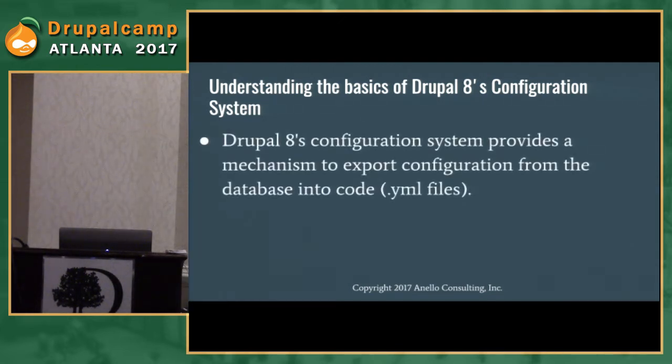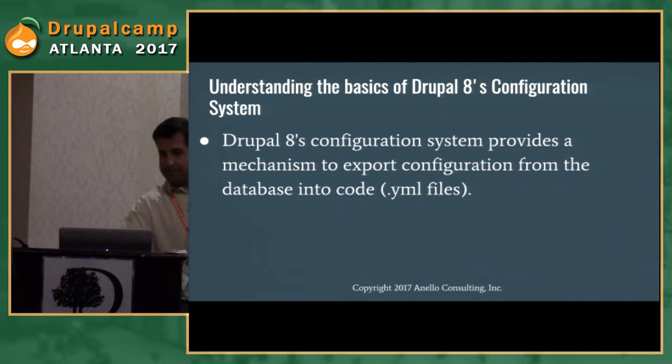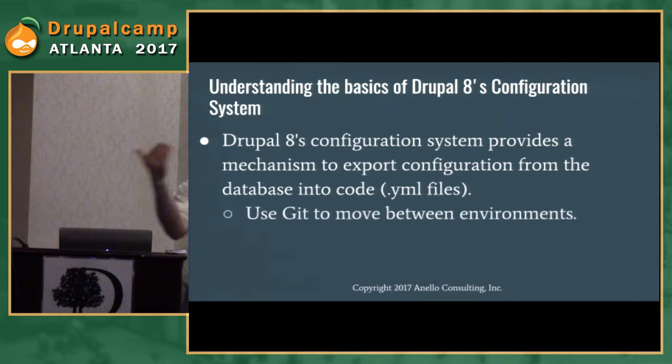So the idea is that the D8 config system provides a mechanism to export configuration from the database into a set of YAML files. And then once it's in YAML files, our Git version control system can see it. We can commit those changes, push them up through our environments, and then import that stuff from YAML files into the dev database, the stage database, the production database.